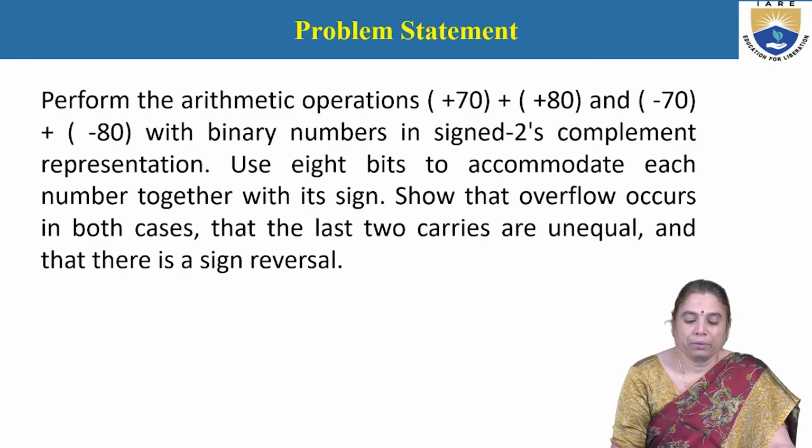Next problem statement: perform the arithmetic operations plus 70 plus 80 and minus 70 plus minus 80 with binary numbers in the signed 2's complement representation. Use 8 bits to accommodate each number together with its sign. Show that overflow occurs in both cases, that the last two carries are unequal and that they are in a sign reversal form.